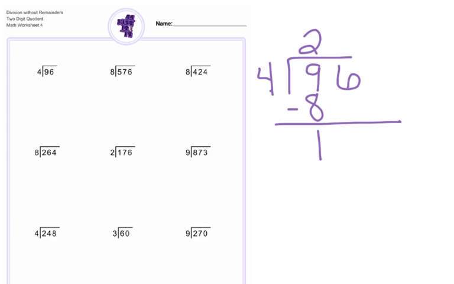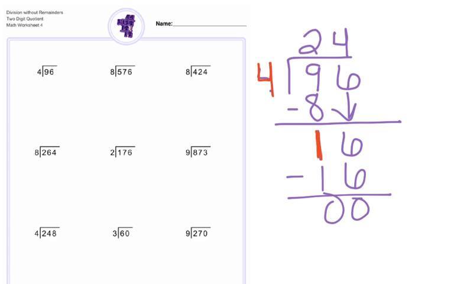to make sure that this 1, whatever I'm left with, is less than my divisor. 1 is less than 4, so I'm good to go. So I can bring down my 6. How many times can 4 go into 16? Well, we know that 4 times 4 is equal to 16, and 16 minus 16 is 0. And our answer then is 24.